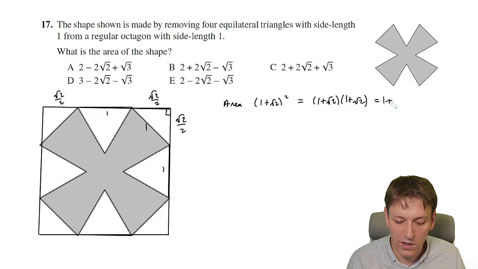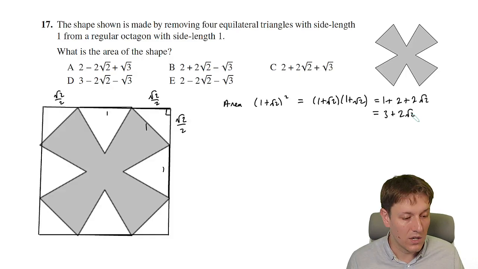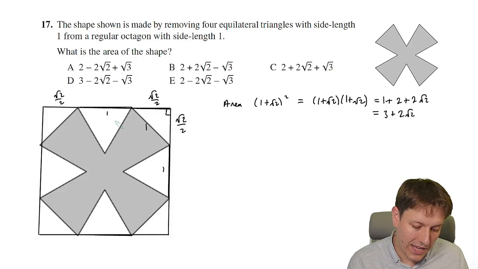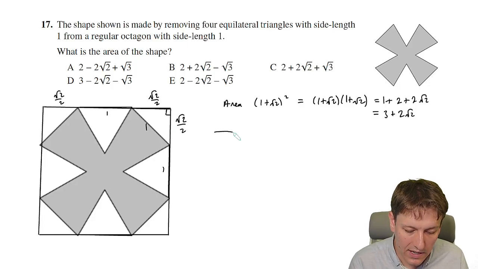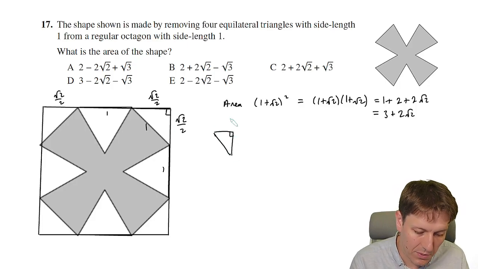So that gives me 1 plus root 2 squared, which is 2, plus 2 lots of root 2, so I get 3 plus 2 root 2 for the area of the square then. Now I've just got to work out the area of these different triangles, so let's start with this corner one, right? That's the easiest one based on what we've got here.